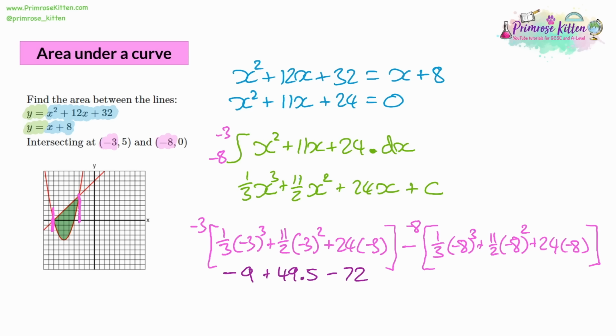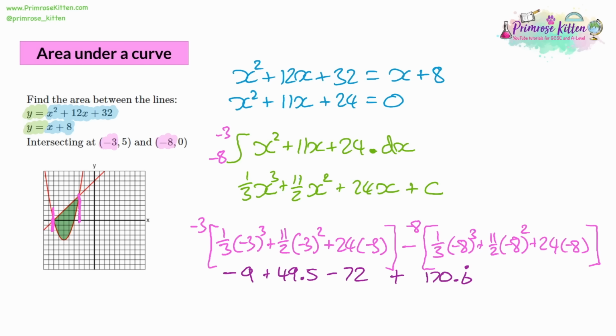Moving on to the second bracket, we're going to take this bracket away. -8 cubed is going to give us -512. And we want a third of that, so we divide by 3. That's going to give us -170 and 2/3, say 170.6 recurring. Now we need to take this away. It's already negative, so that'll give us a double negative. It'll be positive. Then -8 squared is 64.